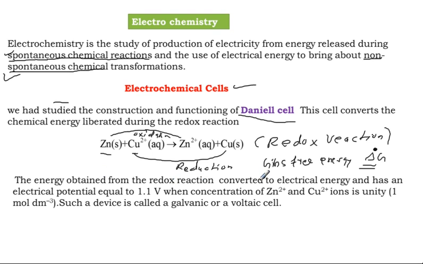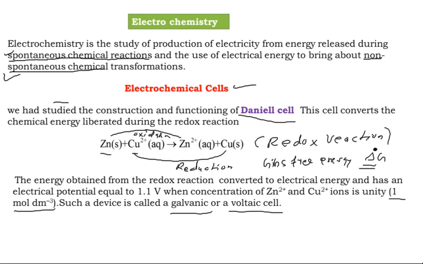So the energy obtained from the redox reaction is converted to electrical energy and has an electrical potential equal to 1.1 volt when the concentration of Zn2+ and Cu2+ ions is unity, 1 molarity, 1 mole per decimeter cube. Then the 1.1 volt is nothing but the standard cell potential. A cell containing the redox reaction between zinc and copper at 1 unit concentration is known as a galvanic or voltaic cell.